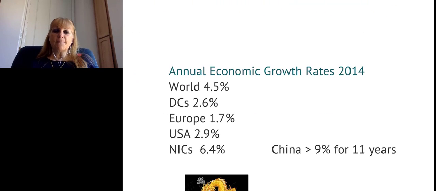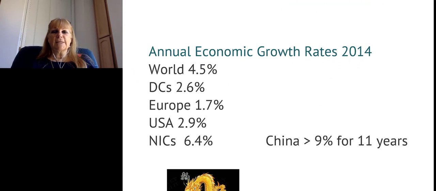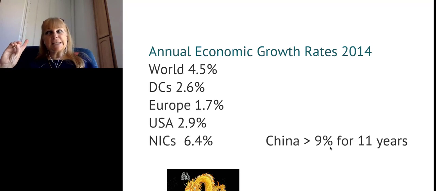If we just compare what the growth rates were for 2014, worldwide, about 4.5%. In the DCs, it's 2.6%, and that's largely driven by the United States having not a bad growth rate, an even better growth rate right now. Europe is a little slow, but the NICs, twice as fast. Okay, and China, for the last 11 years, it's been at least 9%. Some years, it's 12%. Just think about that compounded over a decade.